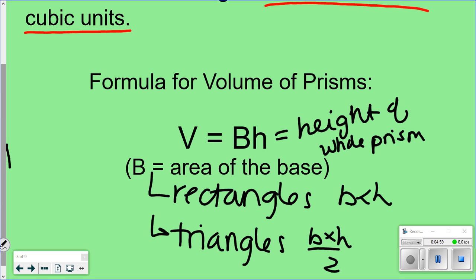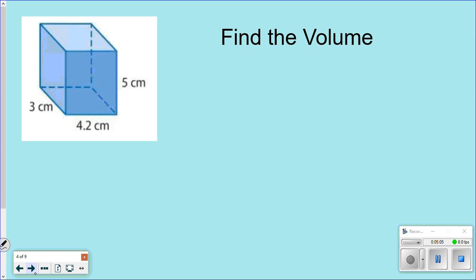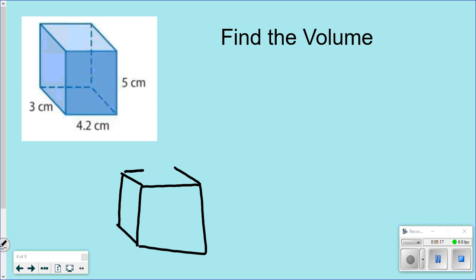All right, so let's practice. First thing we're going to talk about is a rectangular prism. If you want to draw it, this is how you draw it. I'm going to do my solid lines first, and then put in the dotted lines. And make sure you put in your measurements.